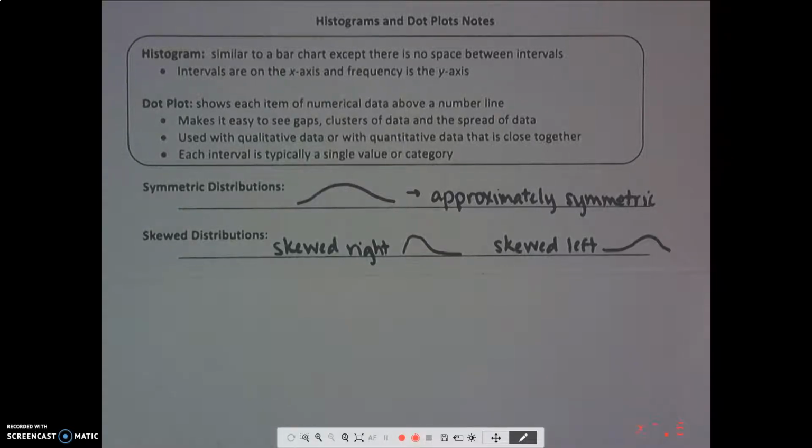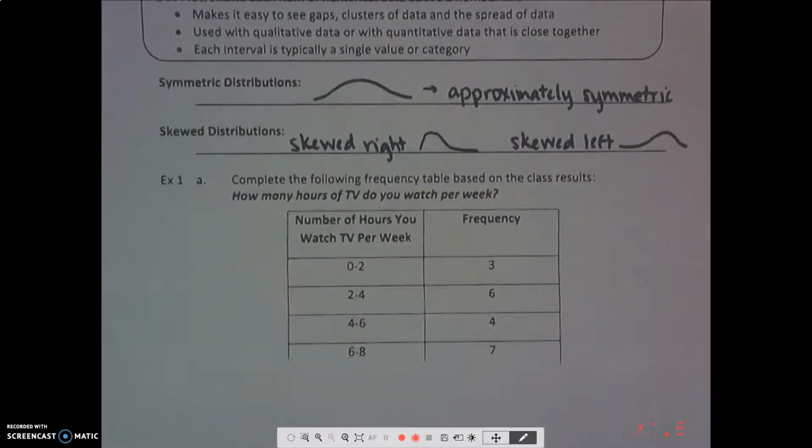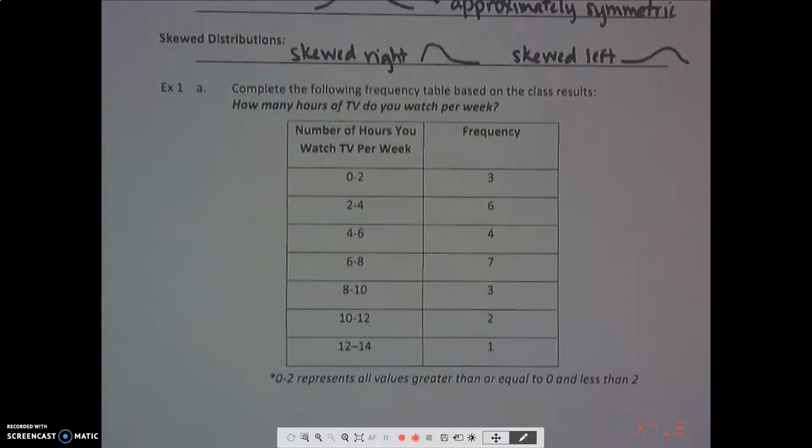The other type that we could have are skewed right or skewed left. And when we talk about those, you're talking about where the tail is. So it's skewed right because the tail of the information is over to the right, or it's skewed left because the tail of information is over on the left. All right. So let's work on making a histogram first.